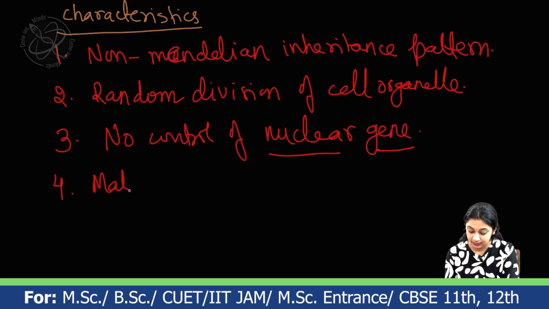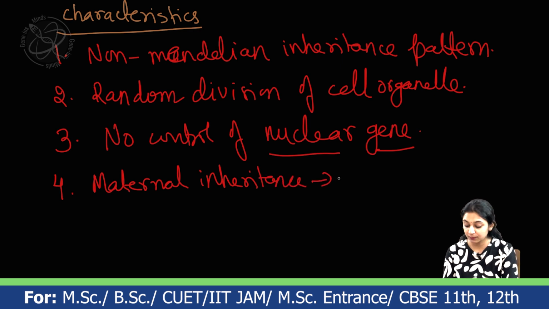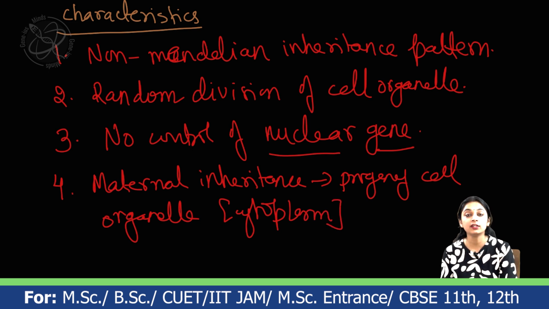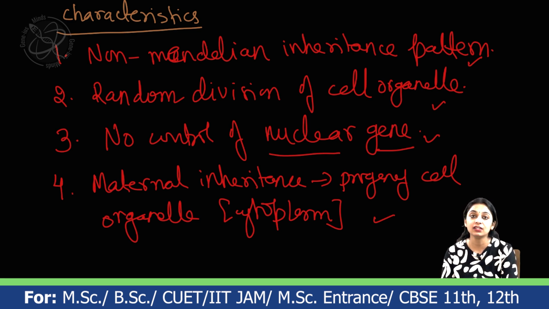The fourth one, since it is known as maternal inheritance, along with the cytoplasm, the progenies will receive the cell organelles. So these are the 4 important characteristics shown by the cytoplasmic inheritance pattern. The first one, it follows a non-Mendelian inheritance pattern. Second, there is a random division of cell organelles coming through the cytoplasm. Third, there is no control of the nuclear gene. And the fourth, since it is maternal inheritance, along with the cytoplasm, the progenies receive whatever cell organelles are present from the mother's side. Nowhere is the father involved here.